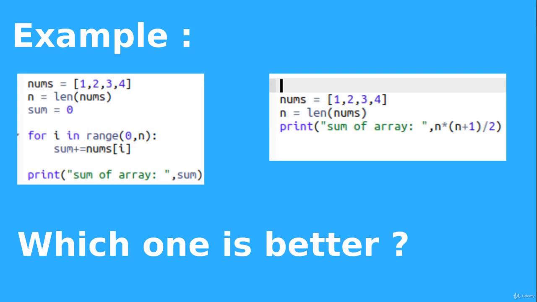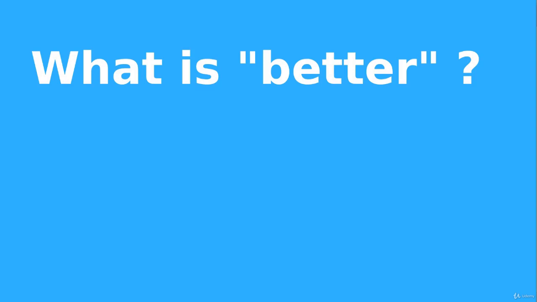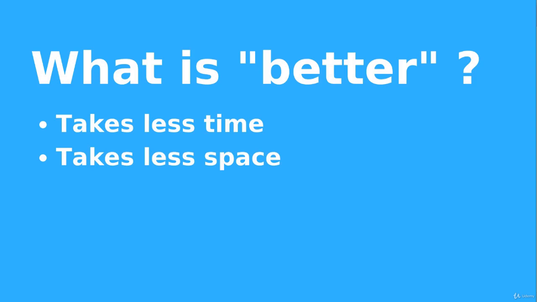But which one is better? If they're both doing the same thing, which one should you go with? Well, for us to answer that, we'll first need to appropriately define better. What is actually better? What makes an algorithm better than the other? Well, in case of algorithms, we really only care about two things: time and memory. So, if an algorithm takes less time to execute than the other one, or if it takes less space or both, then we can safely say that this algorithm is superior.